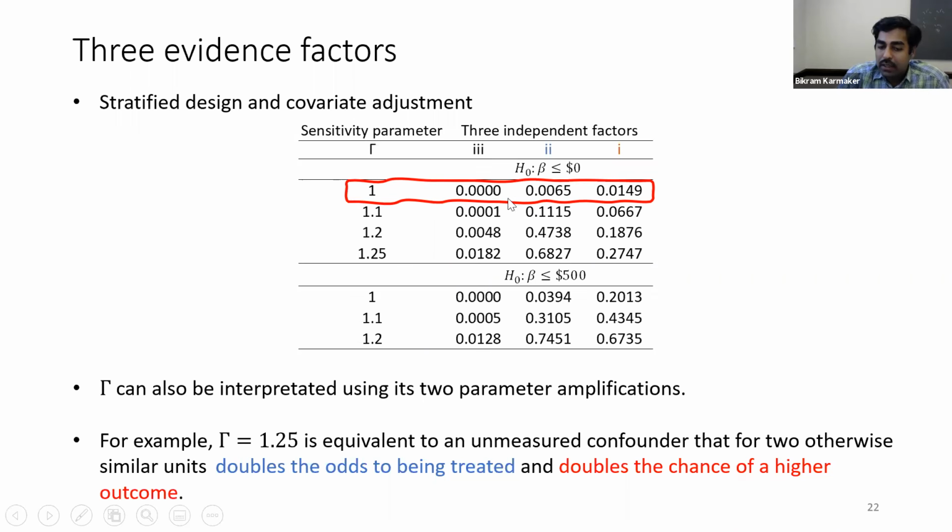Rather than reporting just this one row, you can report the whole table and you can discuss whether what you saw when there was no unmeasured confounding still remains when you relax that assumption to a moderate extent. I'll note here that gamma equal to 1.25 can also be interpreted in a different way, which says that there exists an unmeasured confounder that can double the odds of being treated and doubles the chance of a higher outcome.